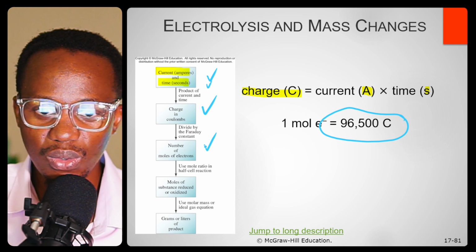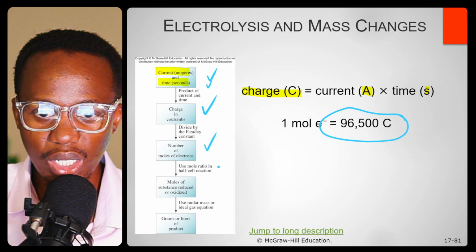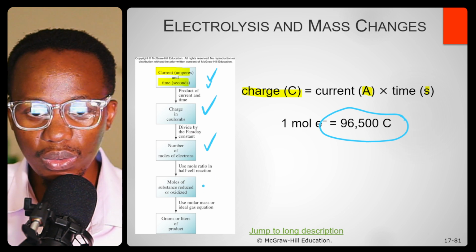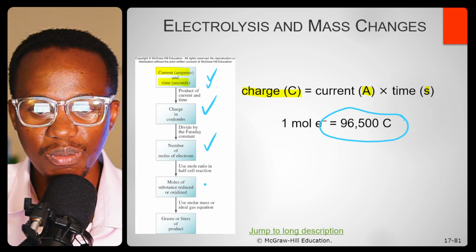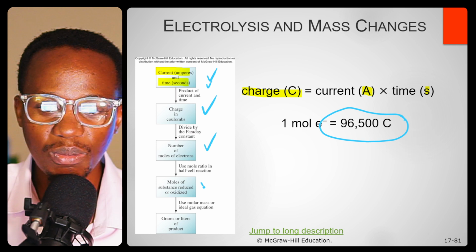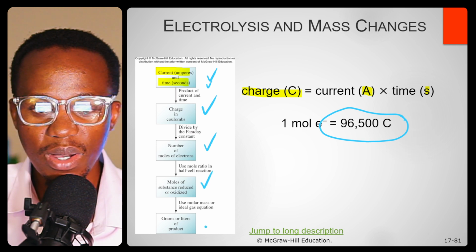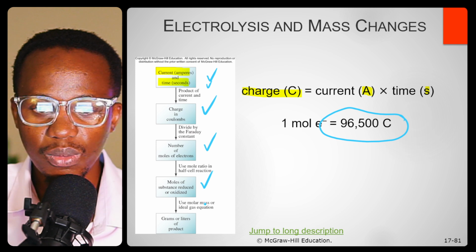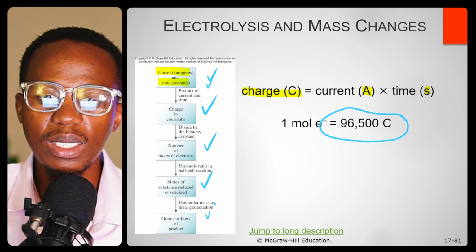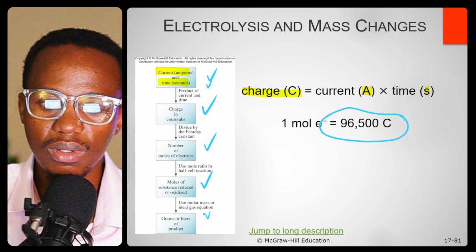And then if you look at the number of moles of electrons, you can use the mole ratio in your half-cell reaction to get the number of moles of what was produced, right? The number of moles should give you the grams. If you remember, we use molar mass, right? You can use molar mass to go from moles to grams, right?